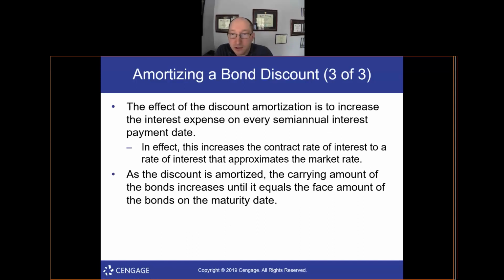The effect of the discount amortization is to increase the interest expense on every semi-annual interest payment made. So essentially what's happening is this increases the contract rate of interest to the rate of interest that approximates the market rate. What does that mean? In other words, as we amortize, we stop amortizing when the contract rate equals the market rate. As the discount is amortized, the carrying amount of the bonds increases until it equals the face amount on the bonds on the maturity date.